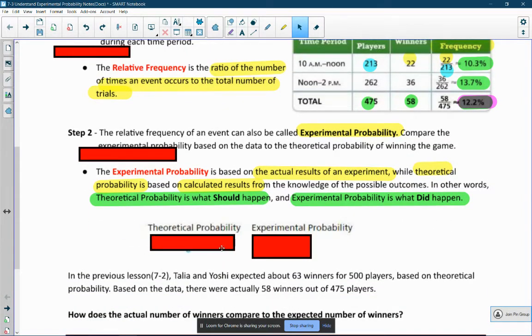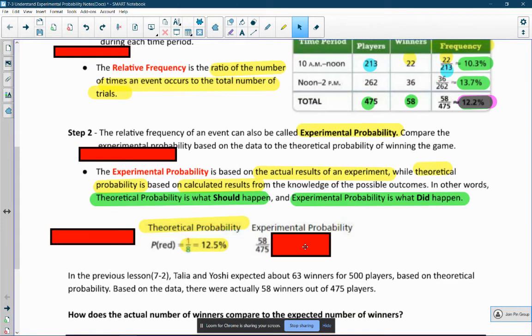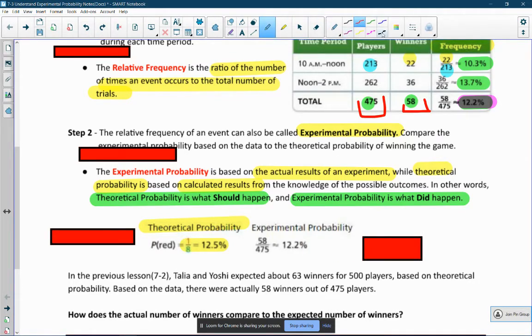So the theoretical probability, so the probability of landing on a red space was 1 out of 8, or 12.5%. Okay, that's what should have happened. Okay, now the experimental probability was 58 out of 475. Where are they getting those numbers from? Right here, 58 winners out of 475 players. And what did they get then? They did 12.2%. So not quite the same. They're similar, they're very close, but they're not exactly the same.